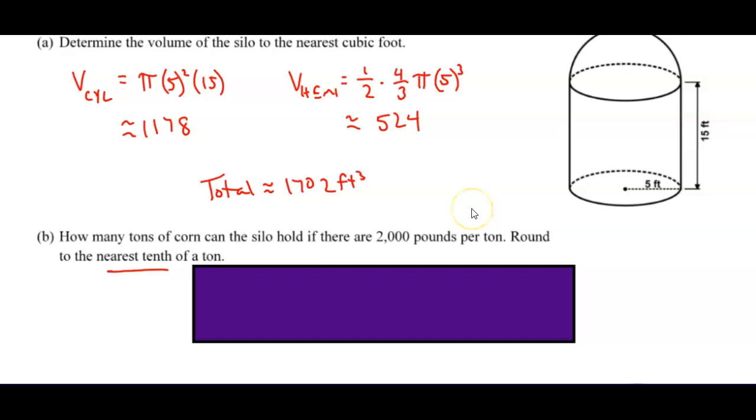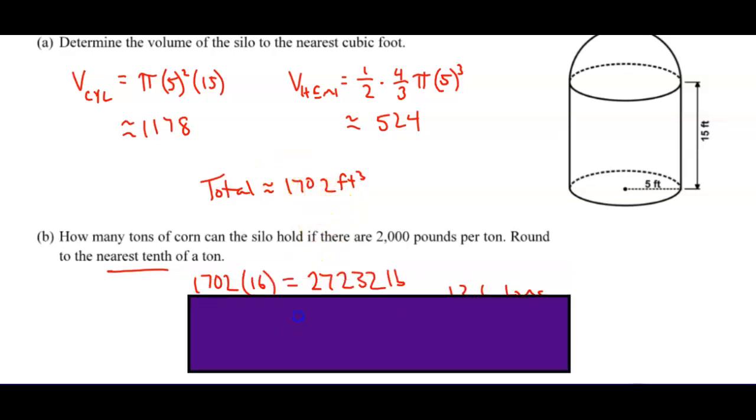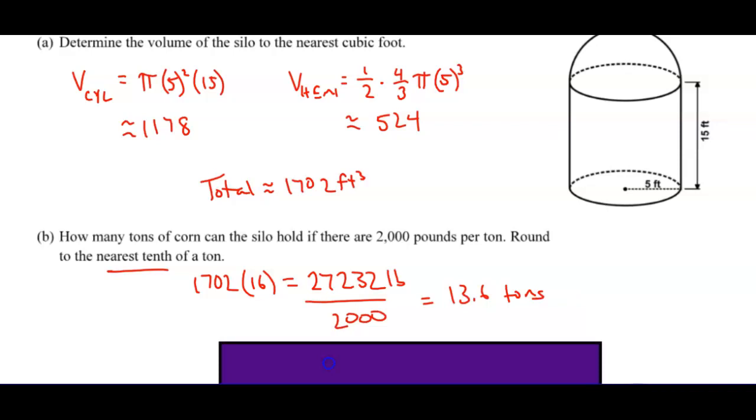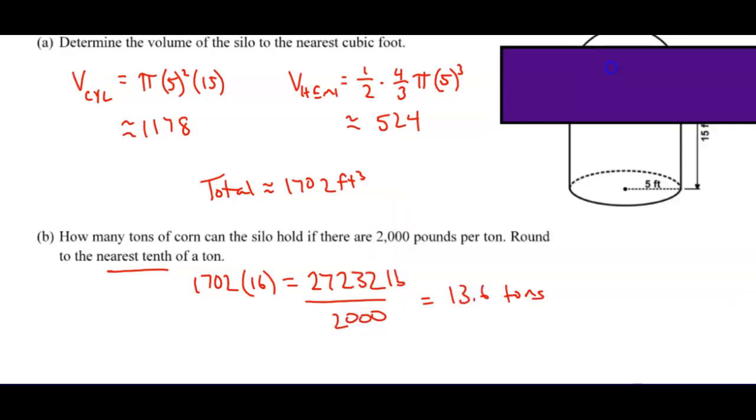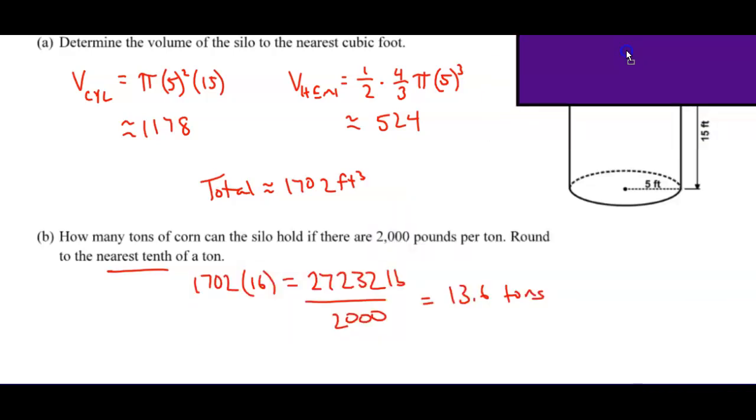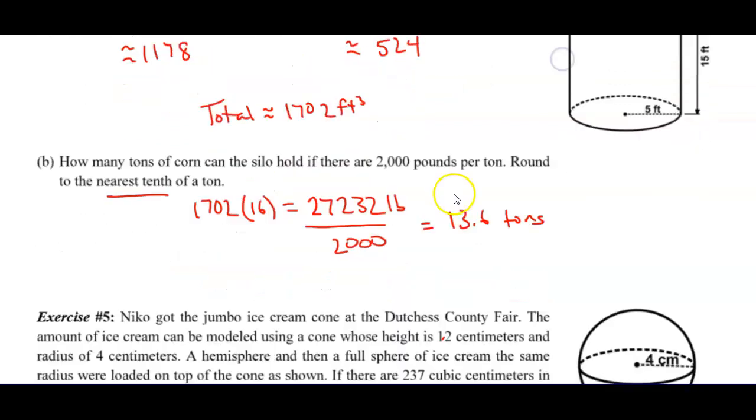All right, so how many tons of corn can it hold if there are 2,000 pounds? Well, if I have 1702 cubic feet, I can multiply that by 16 to get the pounds, and then divide that by 2,000 to get the tons. So it's about 13.6 tons, which is quite a lot of corn.